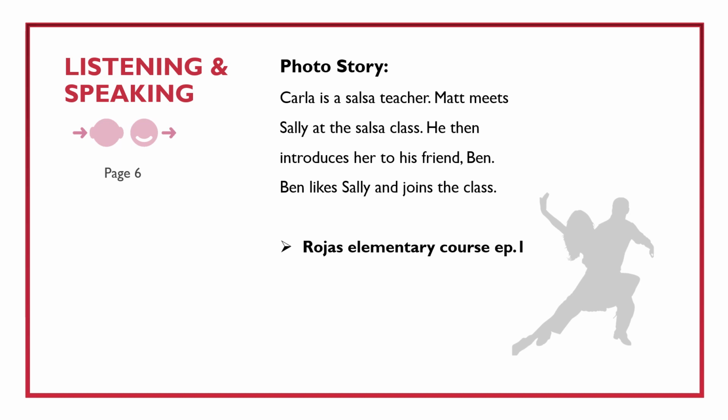So please look at part A. Look at a photo story and listen to the conversations. You have to pause this video and listen to track 1.2. Then match the names to the people A to D. Please do this now. Okay, so now you know Carla, the salsa teacher, Matt, who's new in the salsa class, Sally, the other girl, and Ben, who's Matt's friend.